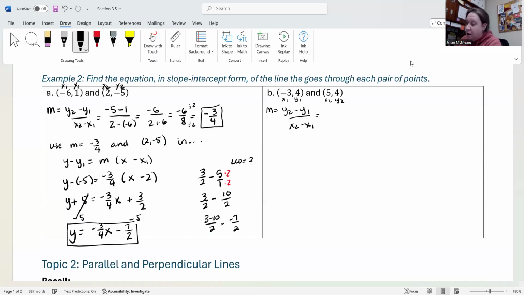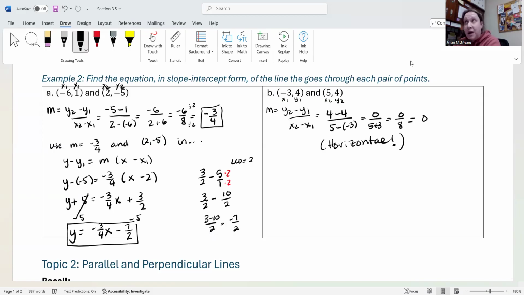Fill the formula in now. So y2 is 4, y1 is 4, x2 is 5, x1 is -3. So I get 0 over 5 plus 3, which is 0 over 8. You have to remember, 0 divided by a number is fine. You can do that. 0 divided by a number is okay. It just equals 0. Now, remind me, what kind of line always has a slope of 0? Horizontal lines. So this line is horizontal, and we know that because the slope is 0.